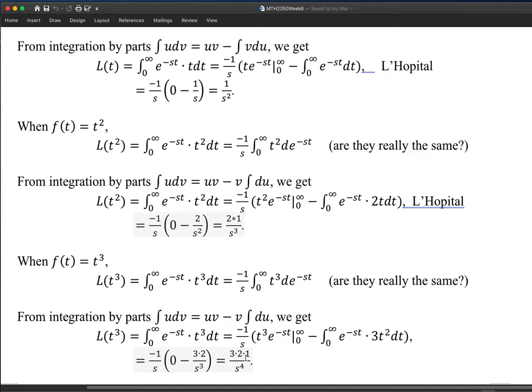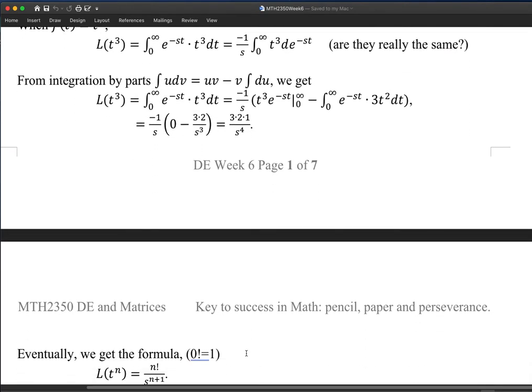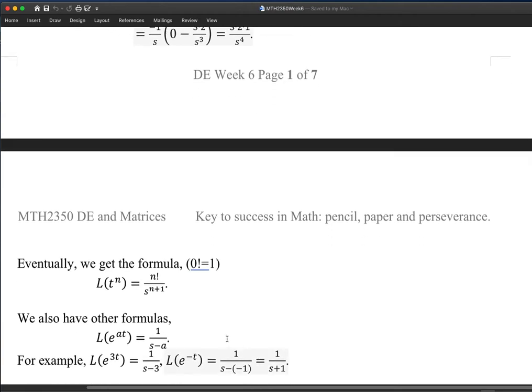And then if you wonder what the pattern would look like or what you may expect for the transform of t to the 4, I say the transform of t to the 4 looks like we are going to have s to the 5 in the denominator. Then the top would be 4 factorial, 4 times 3 times 2 times 1. So indeed, we do have the generalized formula for the Laplace transform of power functions. T to the n tends to be n factorial over s to the n plus 1.